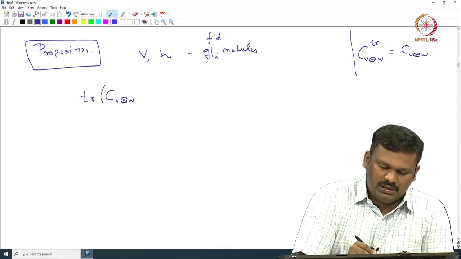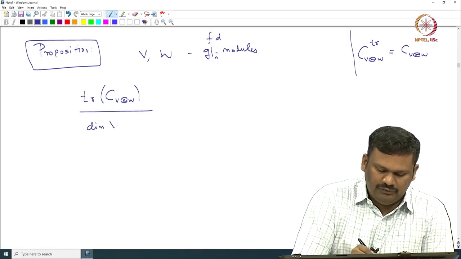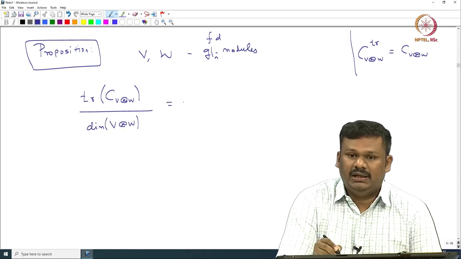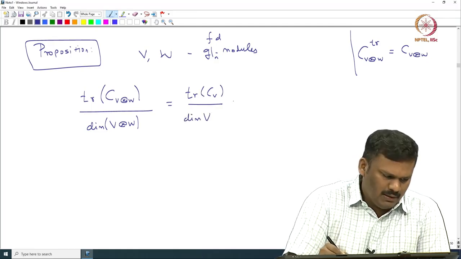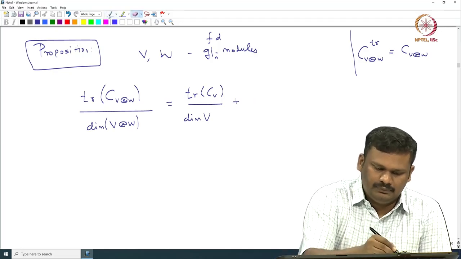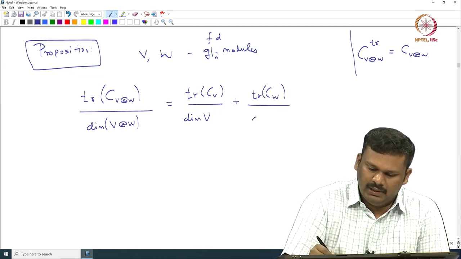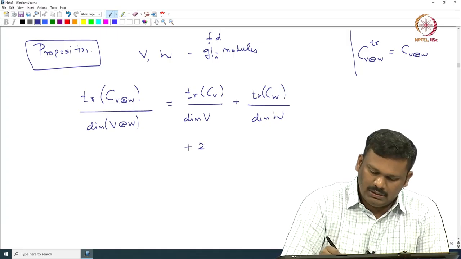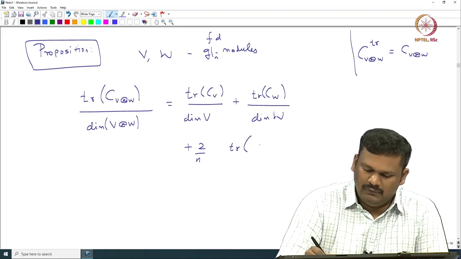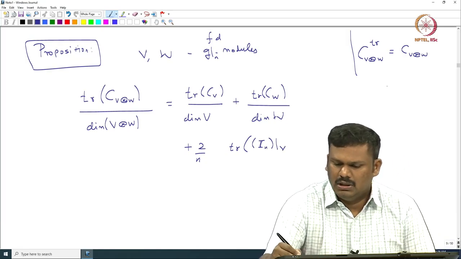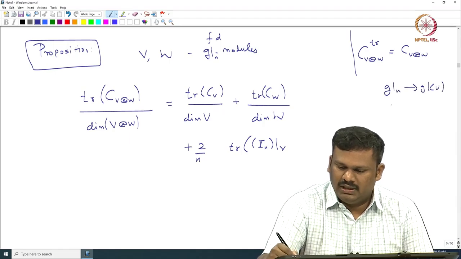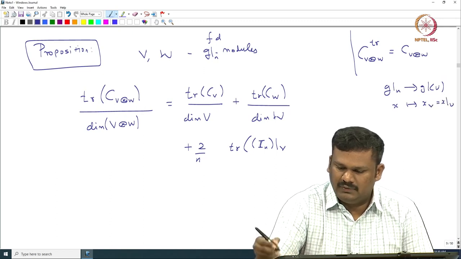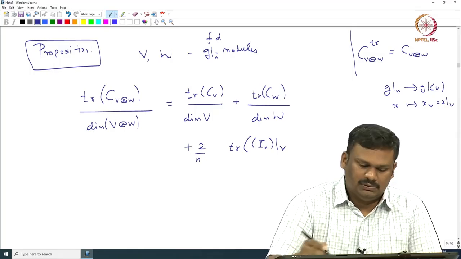Then it's easy to see that the trace of this divided by the dimension of V tensor W, which we know already is dimension V times dimension W, is going to be exactly equal to trace of C_V divided by dimension V, plus trace of C_W divided by dimension W, plus 2 divided by N times the trace of the identity matrix acting on V. Okay, so we have this representation. If we have this map GL_N to GL_V, we can denote the image by X_V. Okay, so then you can see that, so maybe I will drop this vertical line.